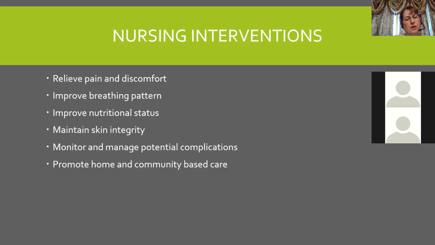And then with promoting home and community-based care, we want to avoid high-fat foods and heavy meals. We also want to avoid alcohol, which is really hard for some people. So if they have a drinking issue, then maybe you refer them to AA or somewhere like that to try and help.